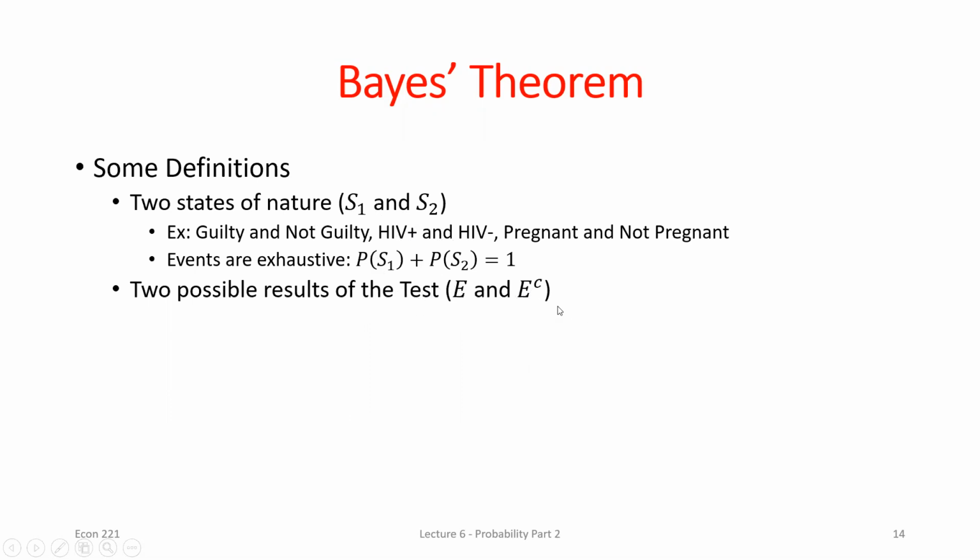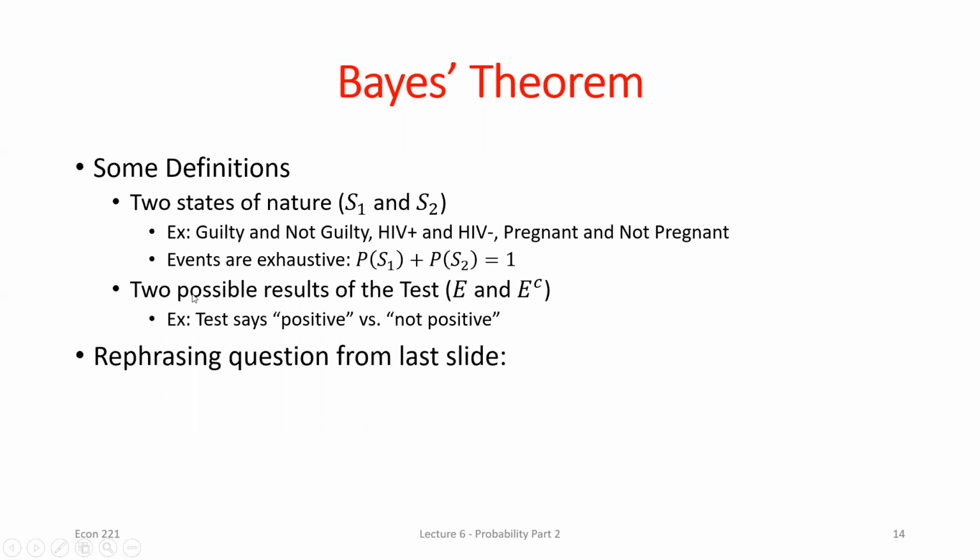So it sounds very similar, but it's different. The test is not 100% accurate. It's just evidence of what the true state of nature is, and it should be helpful evidence. If I see a positive test result, I think that person probably has that disease, but it's not a guarantee. So usually we have these positive, non-positive results.